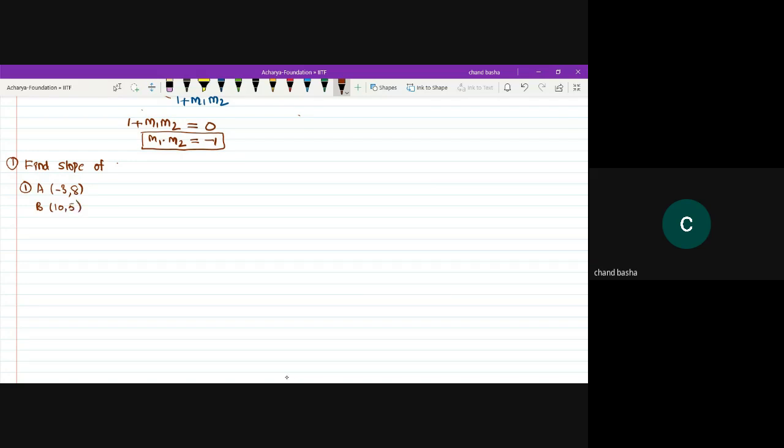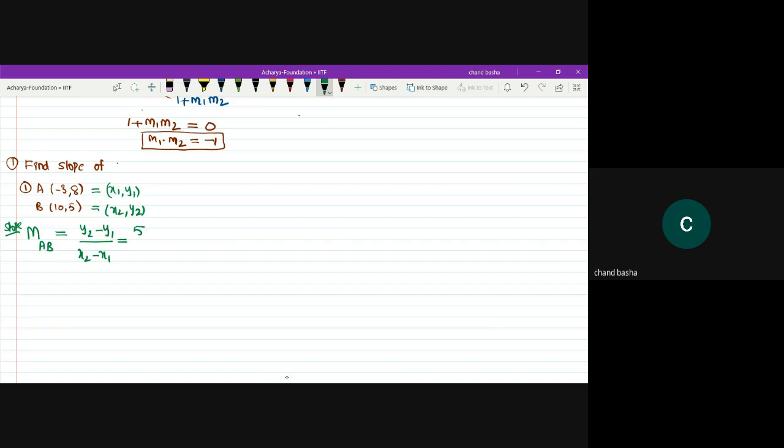He's asking the slope. Let us observe carefully, guys. First point, I can take it as X1, Y1, as I said. Second point, I can take it as X2, Y2. What is the formula? Slope is denoted by M of AB is equal to Y2 minus Y1 divided by X2 minus X1. If you want, you can take Y1 minus Y2 divided by X1 minus X2.